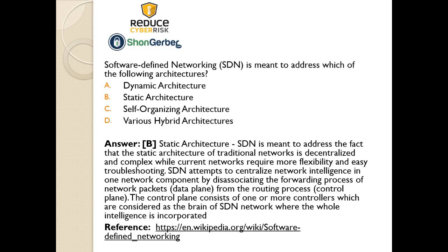The control plane consists of one or more controllers, which are considered the brain of the SDN network, where the whole intelligence is incorporated. And this works really well if you can get it turned on. In the past, you would send something from point A to point B, and it could go all over the place. But these software-defined networks will switch the packets to determine which way they need to go based on the software. So again, you can get this in Wikipedia under software-defined networking.